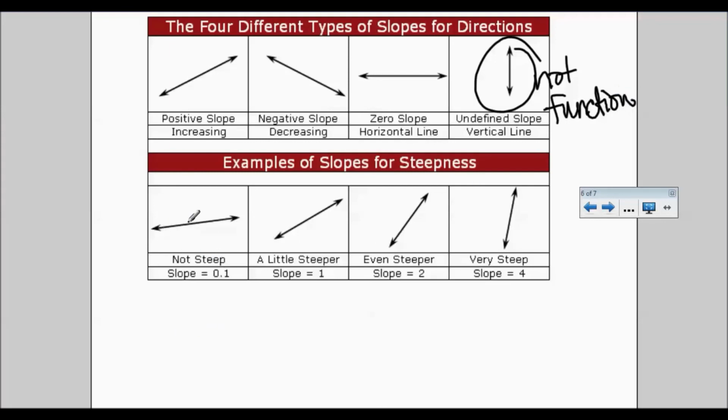Here you have a not very steep line, so it's going to have a very small slope. A little steeper, it's going to have a slope of 1. Even steeper, slope of 2. The slope of 4 would be almost vertical. Kind of gives you an idea for what those slopes would look like.